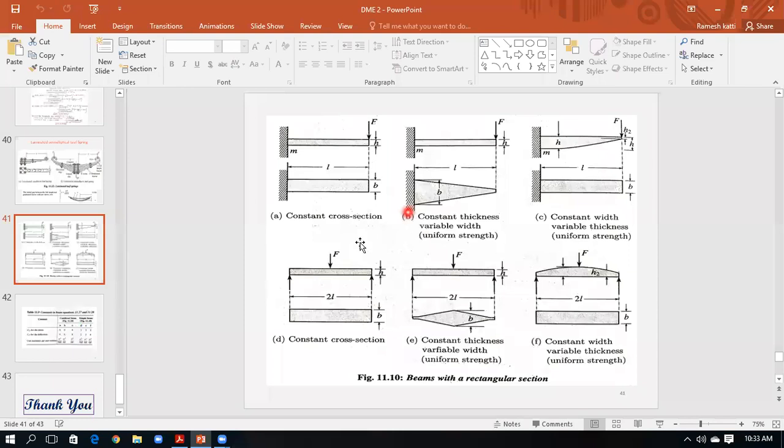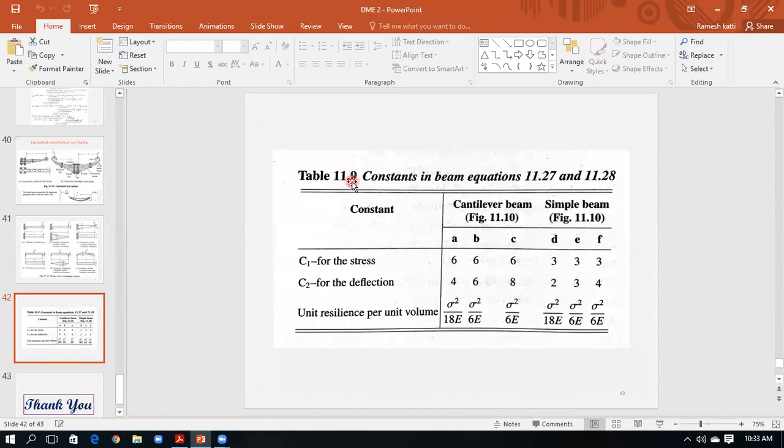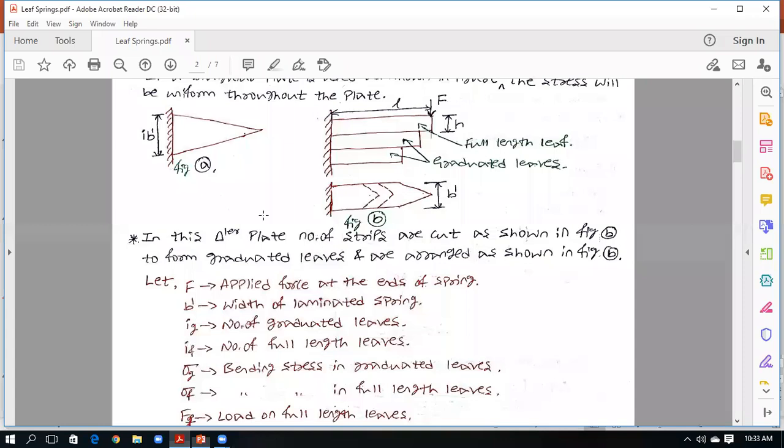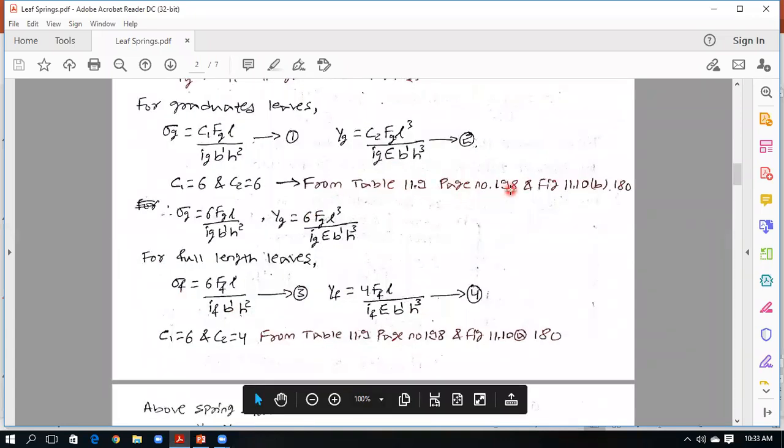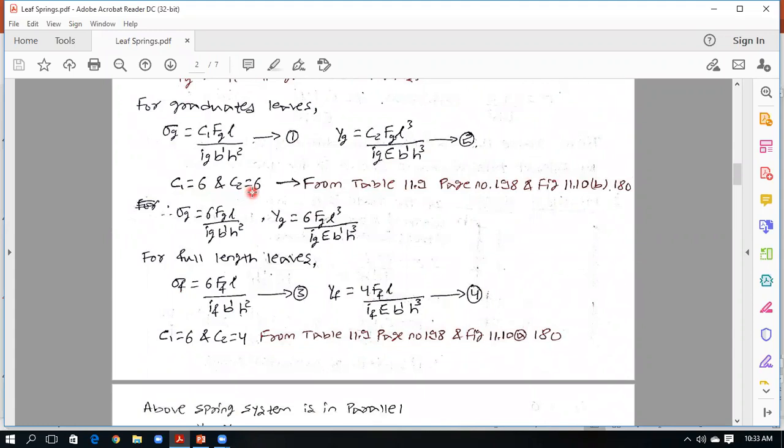Now after selecting this figure, you need to go to table number 11.9, which is on page number 198. Now I need to take down the C1, C2 values. For cantilever beam, figure B, the C1 value is 6 and the C2 value is 6. Substitute both the values. This gives the stress induced in graduated leaves and the deflection in graduated leaves.